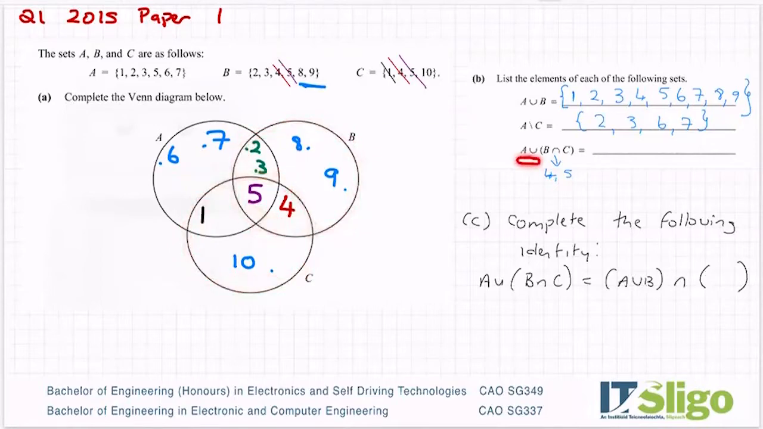And then union it with A. So in other words, join that to A. And A is 1, 2, 3, 5, 6, 7. So insert the 4 and 5 in here in numerical order. So you're going to get, and you can do it like this if you want, 1, 2, 3, 5, 6, and 7. And by doing that, you're actually showing the examiner, I do know what is A, I do know what's B intersection C.